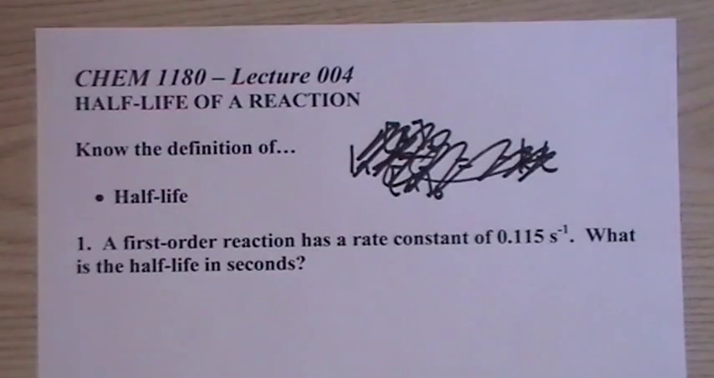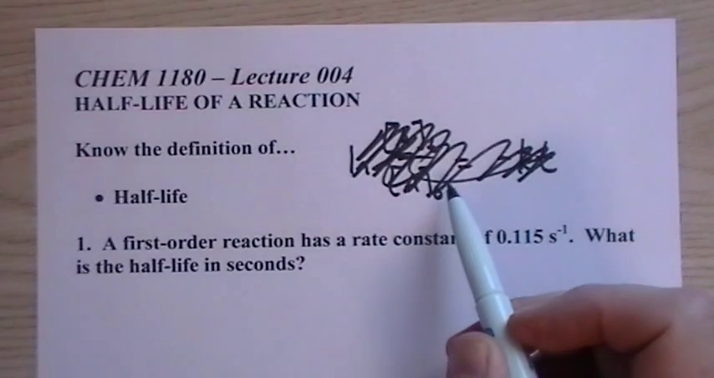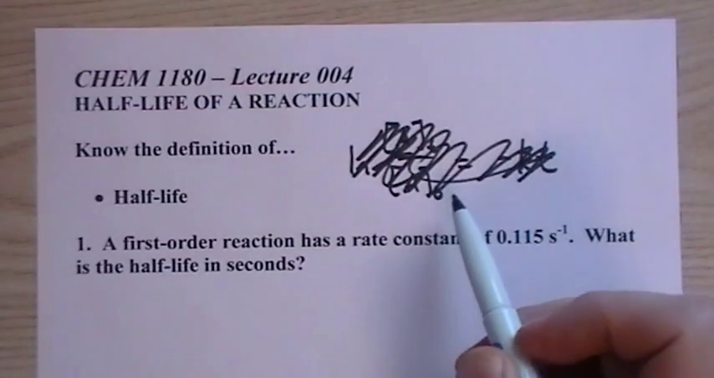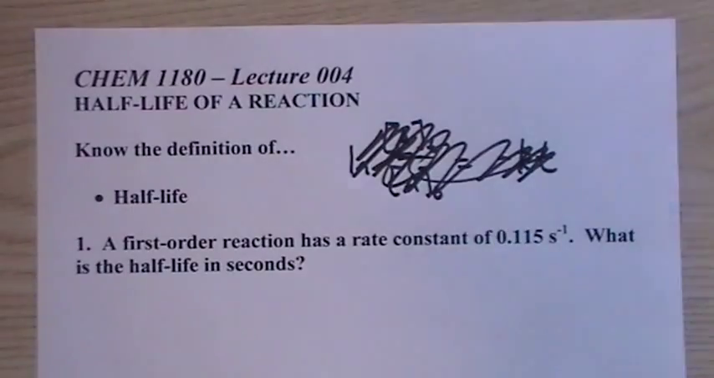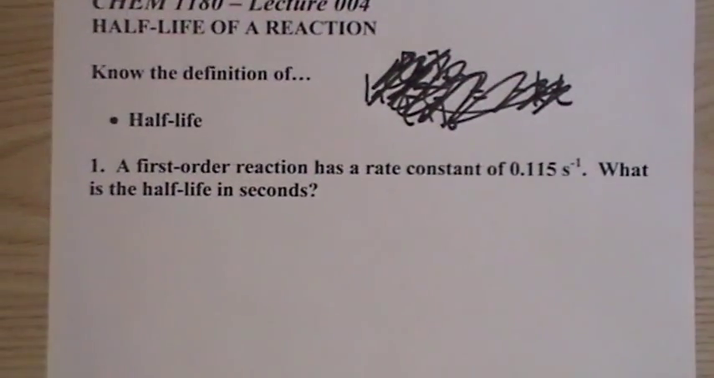Okay, lecture 4, half-life of a reaction. Sorry, I drew the first order rate law here because when I printed it out, this came out first rather than lecture 3, so I started writing on the wrong one, so I'm not printing this out again. You should know the definition of half-life. Won't go into that, we're just going to do a problem here.